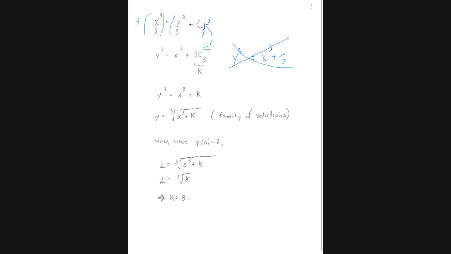Okay, so y cubed equals x cubed plus k. To isolate the y, we take the cube root of both sides, right? We take the cube root of the left side, and we take the cube root of the right side. Okay. All right, let me just write that again. Take the cube root of the left side.